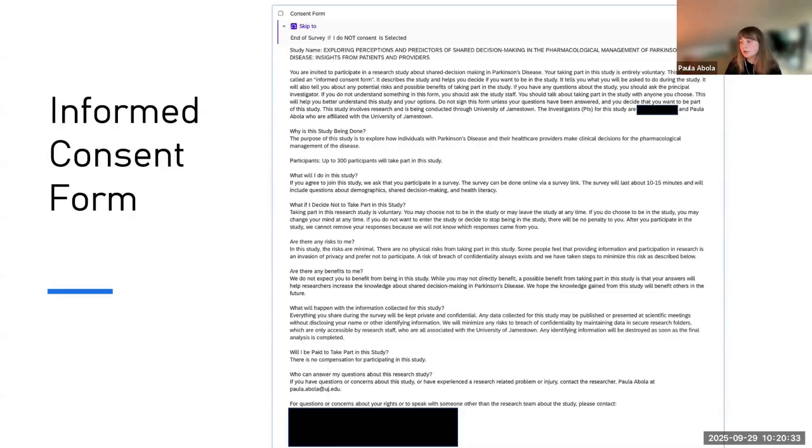And another good thing about this one is if you see under the participants, it's starting to ask questions like, what will I do in the study? And then it answers that, saying that if you agree to join the study, then we ask that you participate in a survey. So it's answering any questions that you as a participant might have in a very direct way.